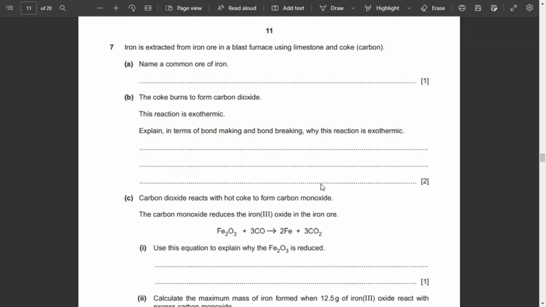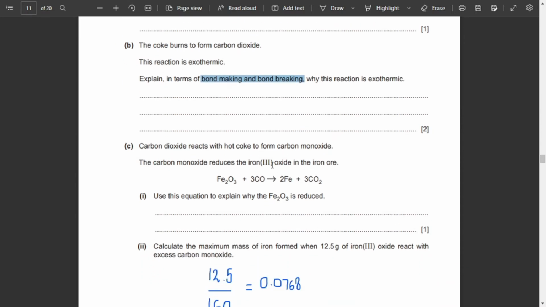Moving on to part B, the coke burns to form carbon dioxide. The reaction is exothermic. Explain in terms of bond making and bond breaking why this reaction is exothermic. So the main reason why this reaction is exothermic is because more heat is released than it is absorbed. When we're talking about an exothermic reaction, it means release of heat. So if more heat is released, it is automatically going to be an exothermic reaction. But because we have to explain in terms of bond making and bond breaking, we are also going to mention that heat is absorbed while breaking bonds and heat is released while we are making bonds. So this is how you are going to solve this question.